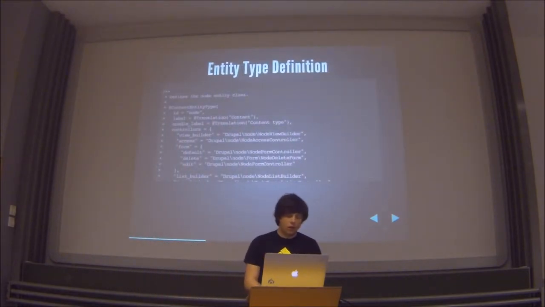Entity type definition. Entity type definition is declared as a plugin. So you just create a new entity class. In this example, it's node. It extends the content entity base. And then you have to type in the annotation. The annotation is metadata about your content entity type. For example, in this case, the ID is node.